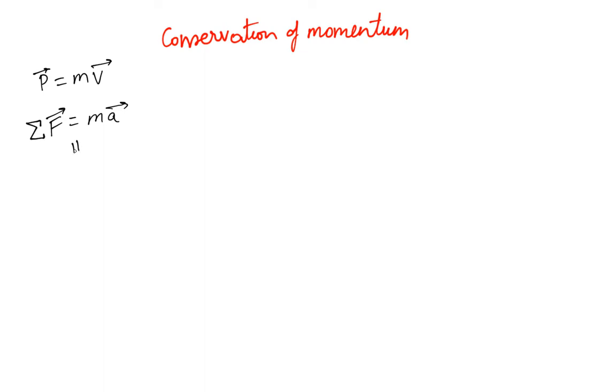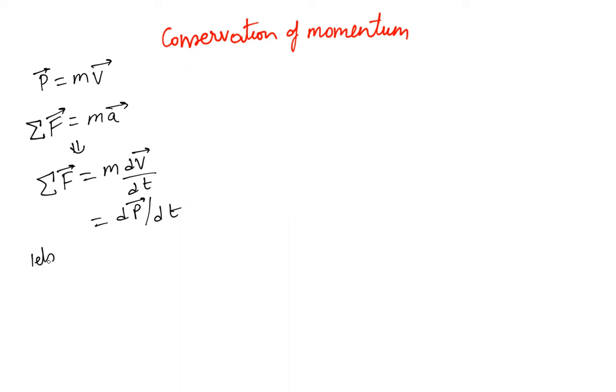Now we also said in the last class that this can be written as F equals m dv over dt, which was also written as dp over dt. Just using these definitions, this is nothing but Newton's second law, which says the rate of change of momentum is equal to the force applied. Okay, let's take a special case.